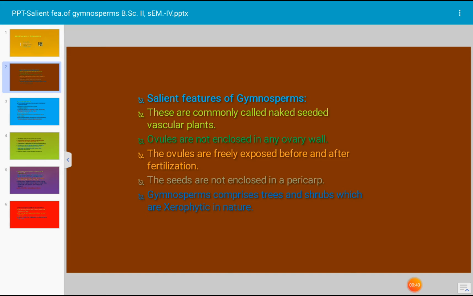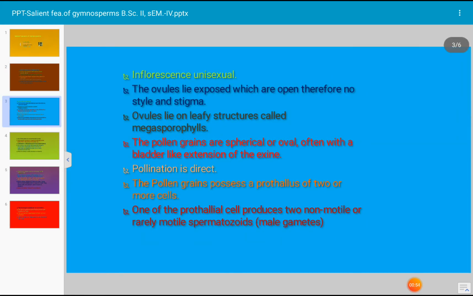The gymnosperms may be trees and shrubs, and mostly the gymnosperms are xerophytic in nature. Inflorescence of gymnospermic plants is mostly unisexual.